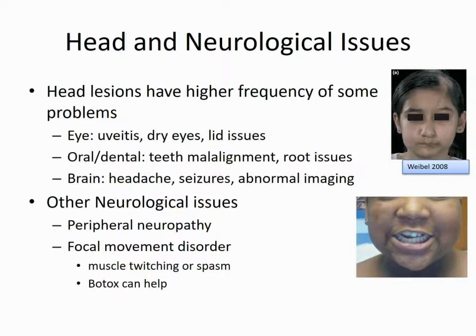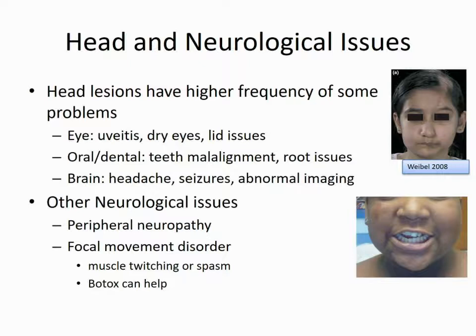For patients that have head lesions, there can be involvement of the eye, mouth, or brain. Eye involvement can range from inflammation in the eye, uveitis, to dry eyes, to lid issues. In the oral area, we often have teeth issues, so good dental care is important. Sometimes there are root issues, where the root of the tooth did not form fully. There can be malalignment because of bone issues in the jaw or because of the tooth itself.